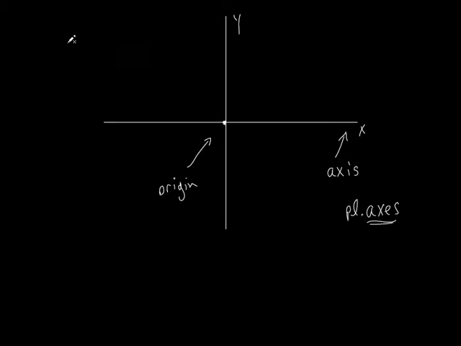So that's the origin. Sometimes they call this the coordinate plane, and sometimes they call it the rectangular plane. So this is what we call this thing, either the coordinate plane or rectangular plane. It just depends on what book you're looking at and who you're talking to.